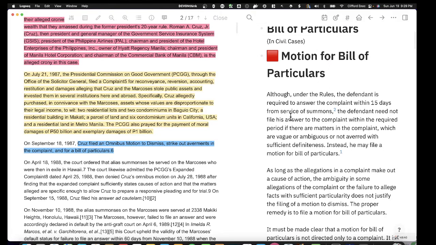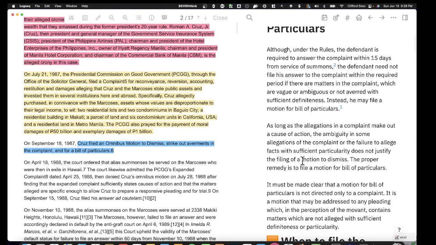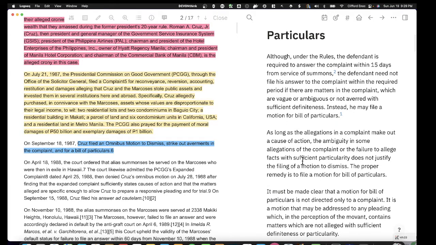The defendant need not file his answer to the complaint within the required period if there are matters in the complaint which are vague or ambiguous or not averred with sufficient definiteness. Instead, he may file a motion for bill of particulars. Okay, pag sinabi dyan, hindi siya na-averred with sufficient definiteness, pwede siya mag-file or he may file a motion for bill of particulars.